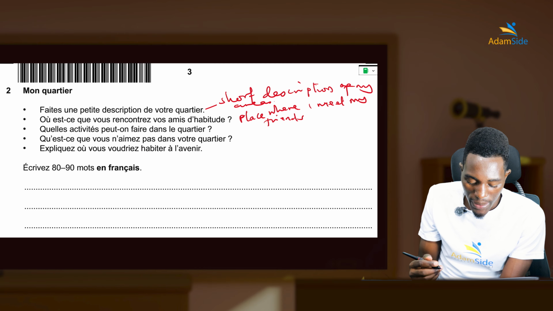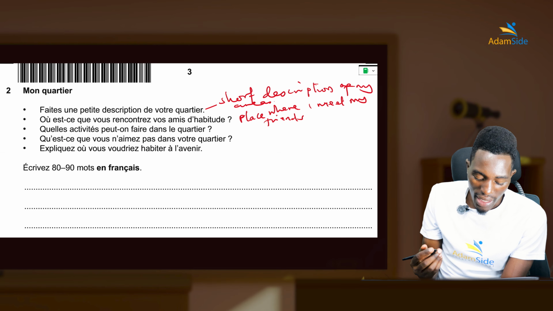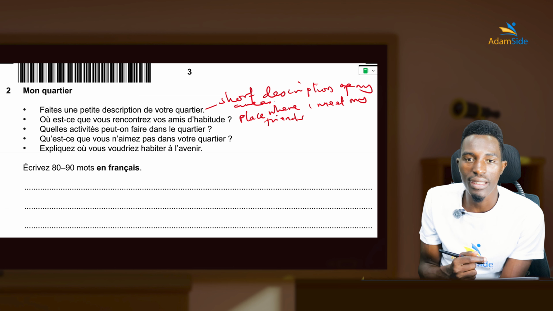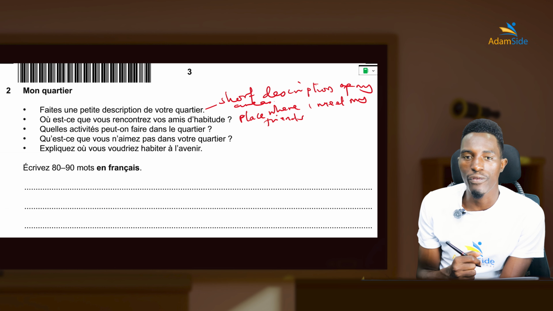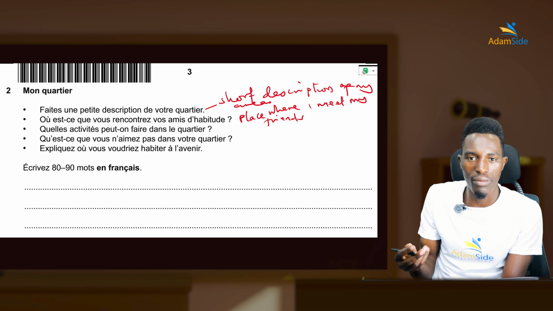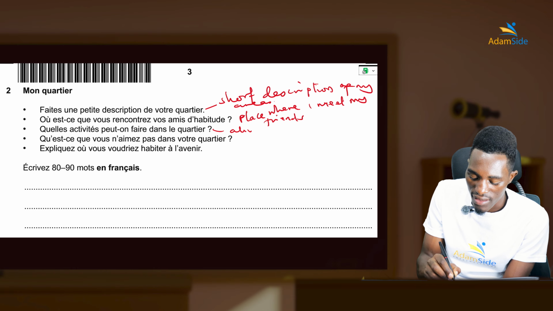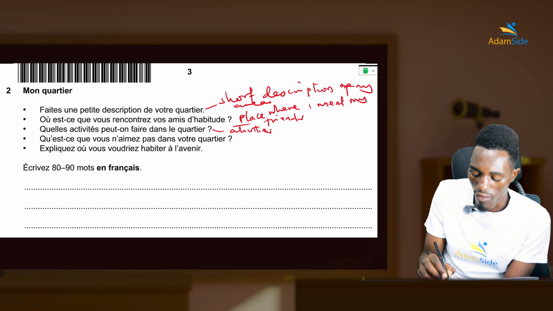Quelles activités peut-on faire dans le quartier? What activities can be done in your area? So if, for instance, you live in Masaki or Mikocheni, what activities can be done there? That is what you have to say, activities of my area.